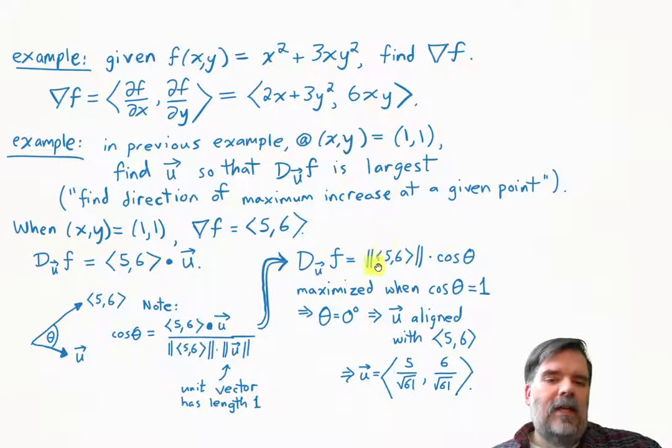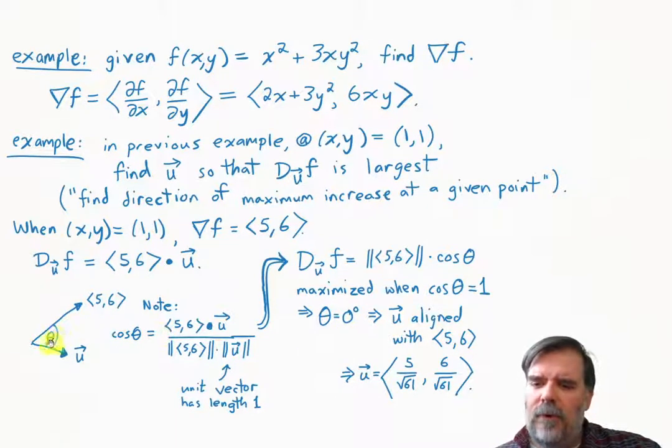Well, we don't really have any control over the magnitude of (5, 6). That's going to be some number. The cosine of theta, though, we can make as large as possible. The largest possible value of cosine theta is 1. So this expression is maximized when cosine of theta is 1. That happens when theta is 0 degrees.